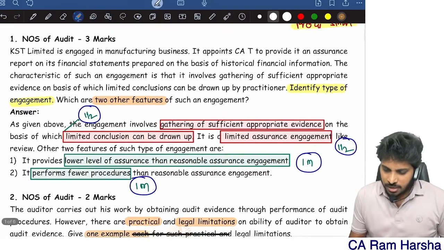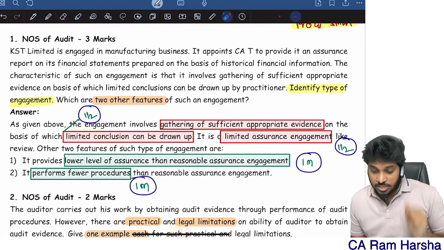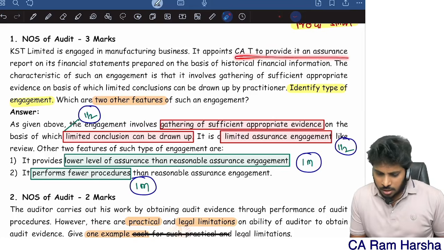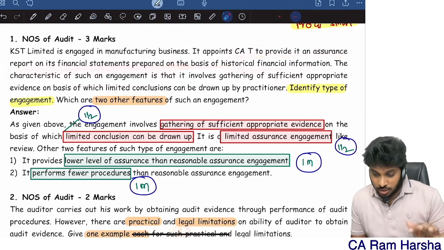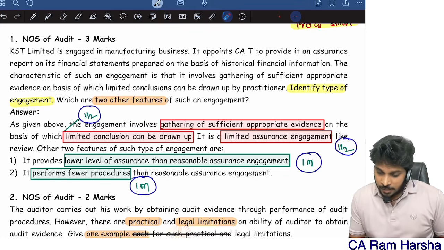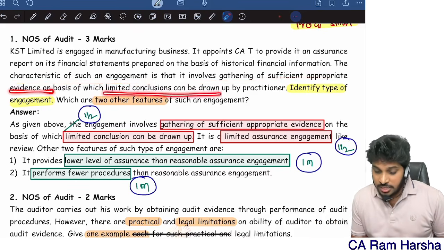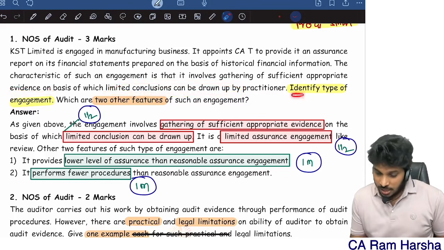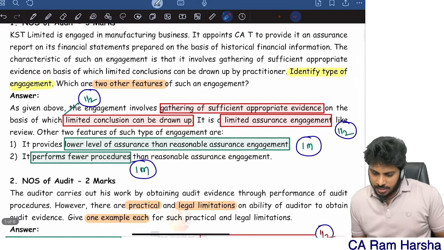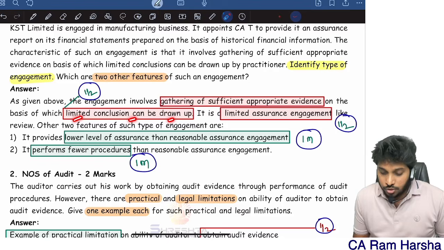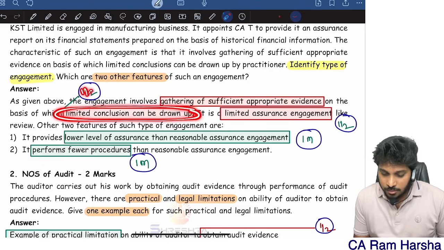Now here in this 3 marks question, you see there are 2 sub questions which are involved. So they are in manufacturing business. They were asked to report on financials which is prepared on historical basis. And what is the characteristics of an engagement which involves sufficient appropriate evidence on which limited conclusions can be drawn. Identify the type of engagement. Very simple. What is the type of engagement? You see here, gathering sufficient appropriate evidence, limited conclusions can be drawn. You see this one have half mark, and it is a limited assurance engagement like review.